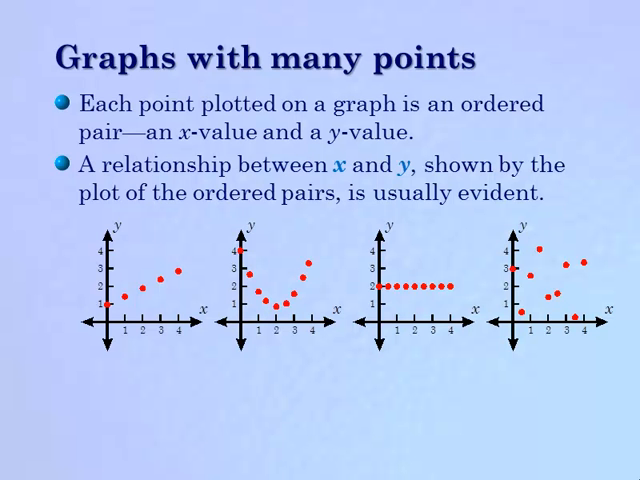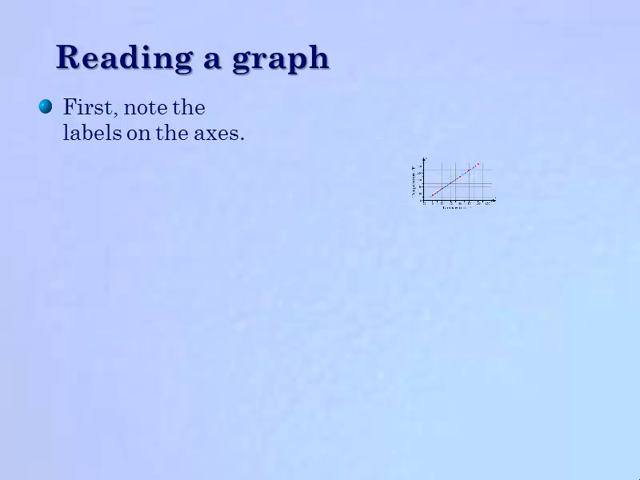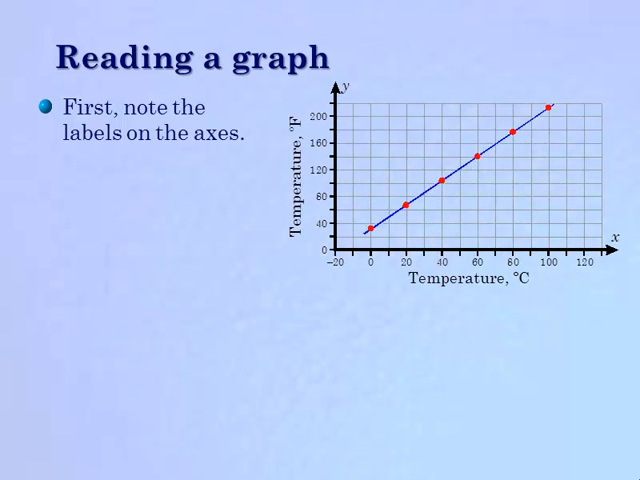So the graph is very helpful. Learning how to read a graph is a very important skill as a photonics technician. Reading a graph is very important, so the first thing that you should do when you're reading a graph is note the labels on the axis. What are we graphing here? We're comparing temperature in degrees Celsius with temperature in degrees Fahrenheit.